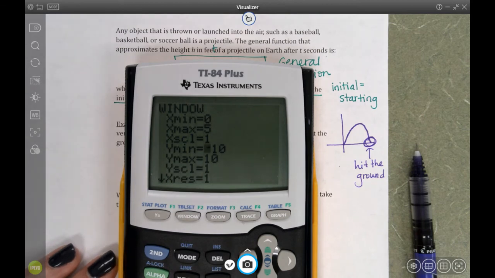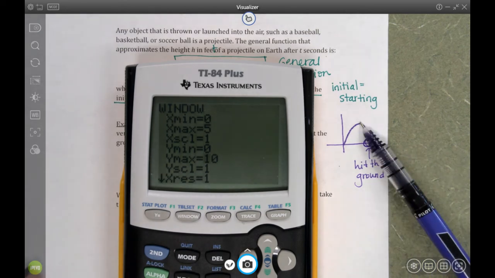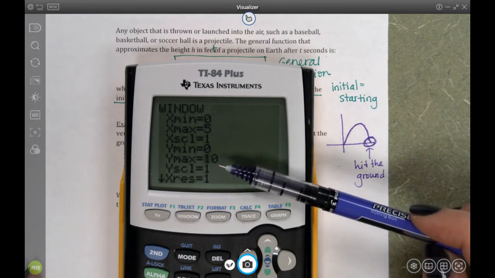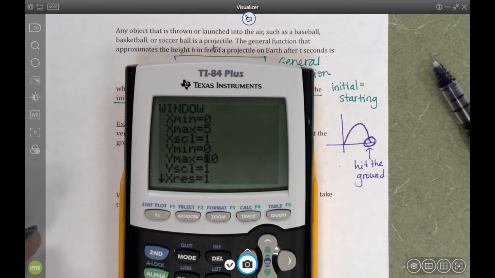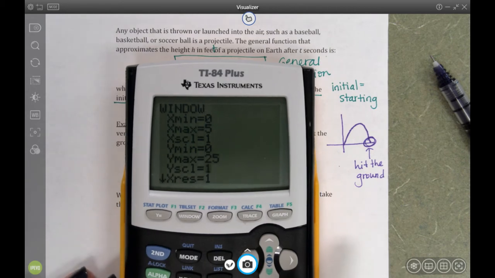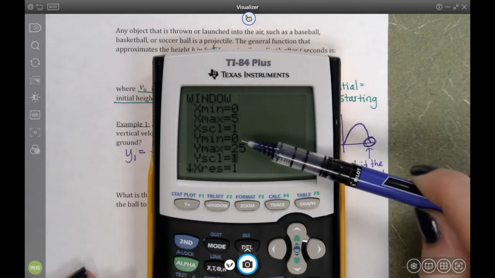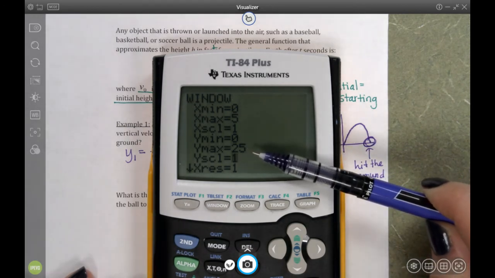The y minimum is talking about the height of the soccer ball. Am I going to have a negative height? No. So I'm going to start at 0 again. And then I couldn't see the top of my parabola up here, so that means I need to make this y max larger. Since I don't know what it is, I don't have any idea, I'm just going to guess something larger than 10, so I'm going to go with 25. So I've changed my window to have an x minimum of 0, x max of 5, a y minimum of 0, and a y max of 25.